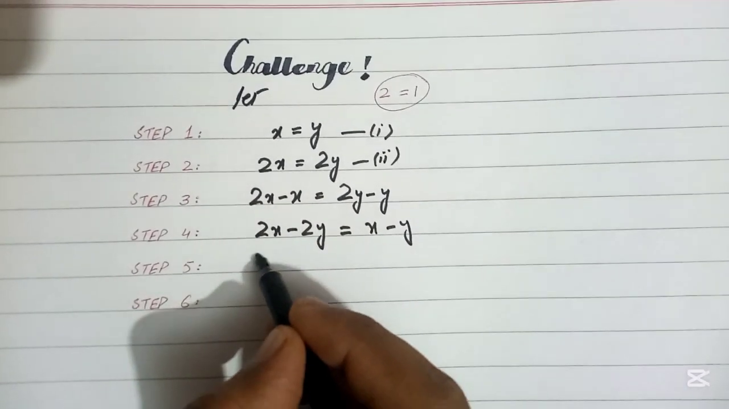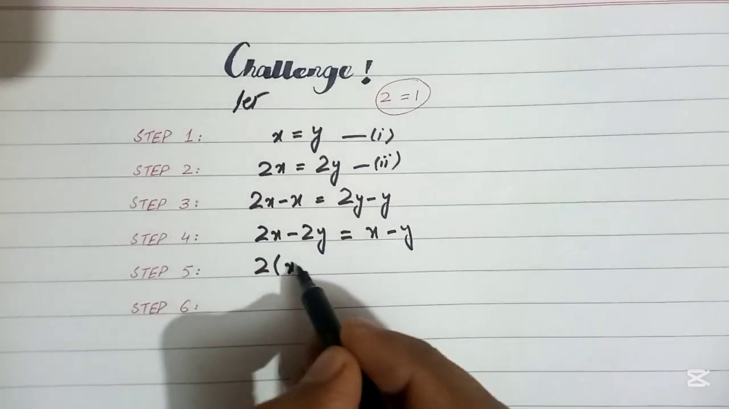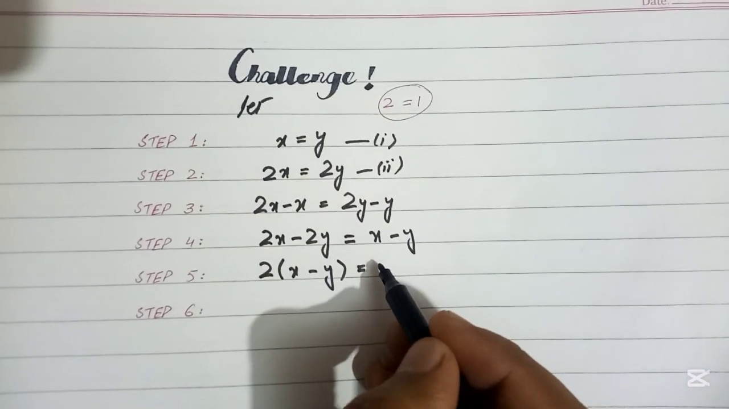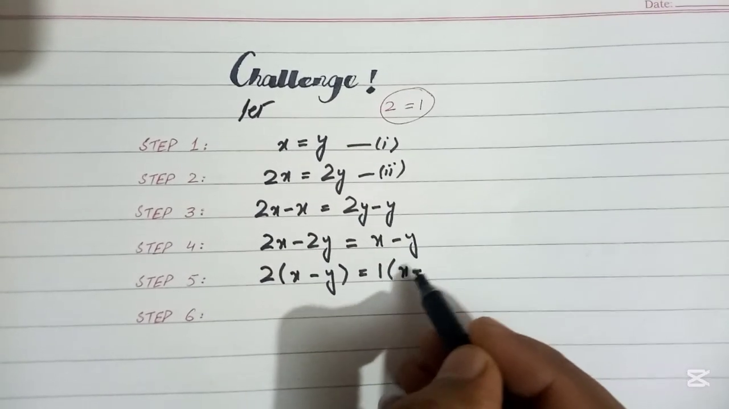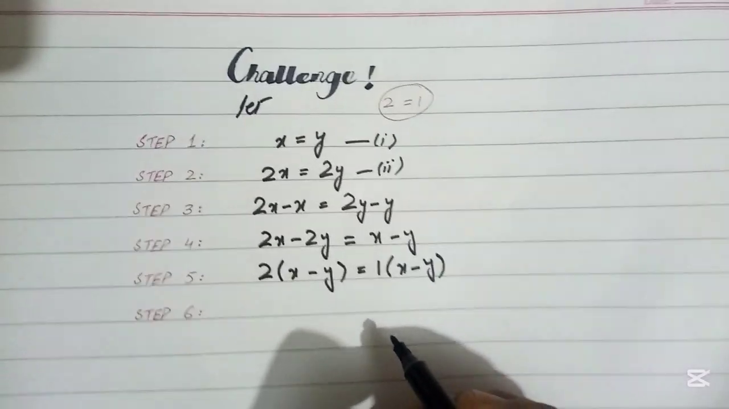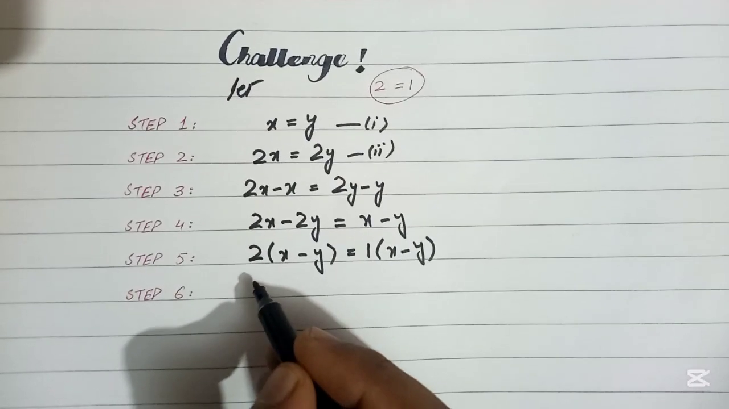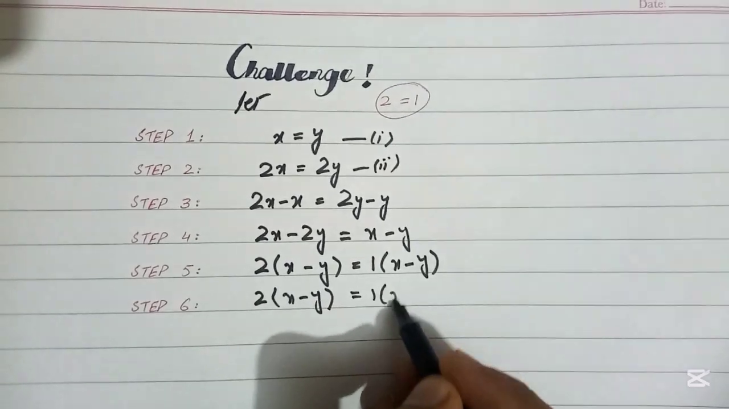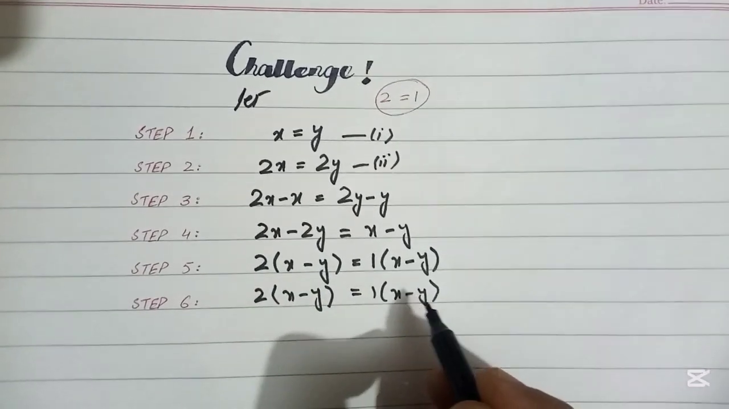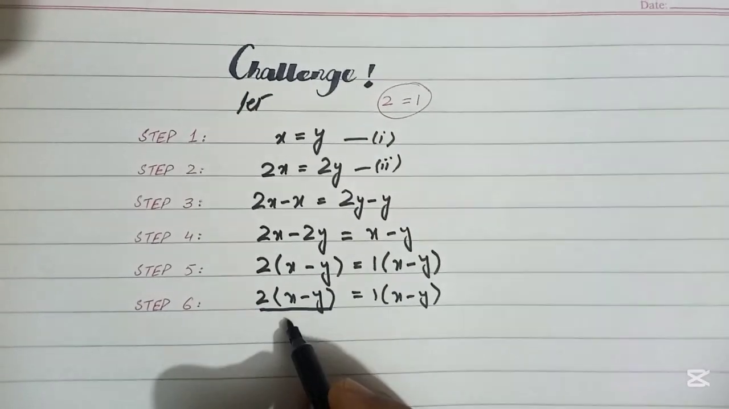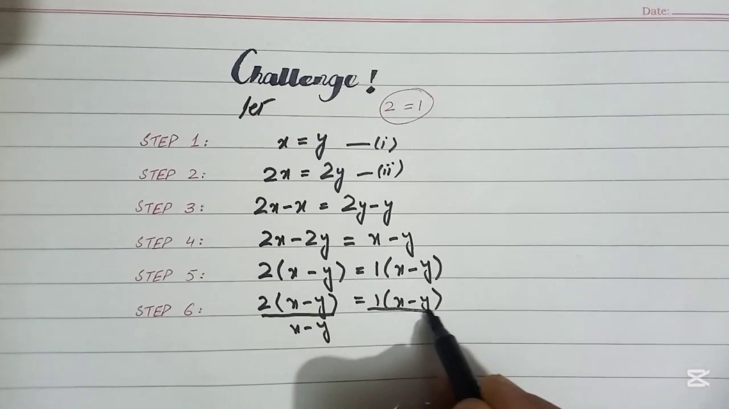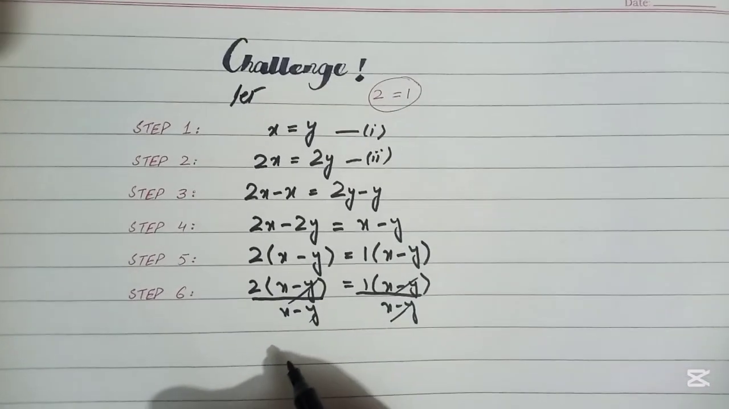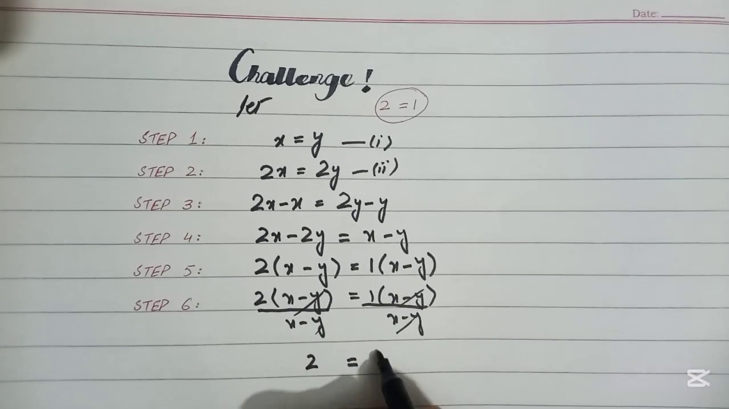Now, if we take 2 as common, we get 2 into x minus y, and there is nothing common, so we can take 1. We get 1 into x minus y. Now the final step is to divide x minus y on both sides. We have this equation in step number 5, but if we divide this equation by x minus y on both sides, we get, cancelling these terms, 2 equals 1.